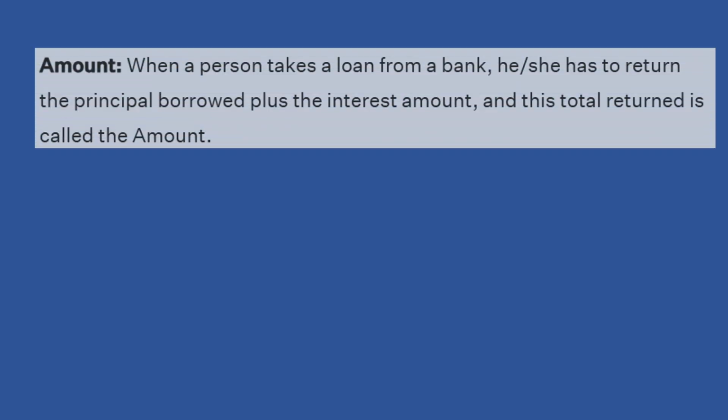So when a person takes a loan from a bank, he or she has to return the amount borrowed plus the interest. That is known as the total amount, including the interest and the principal, both of which you will be paying to the bank. And how can you calculate it?